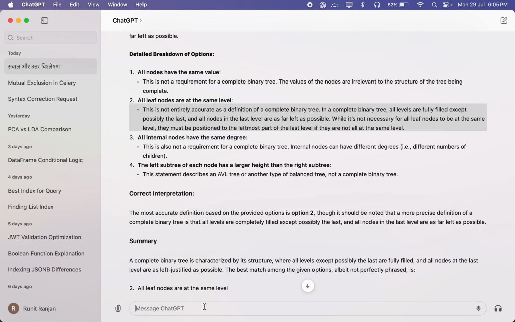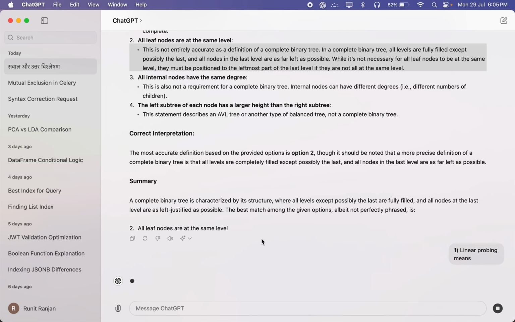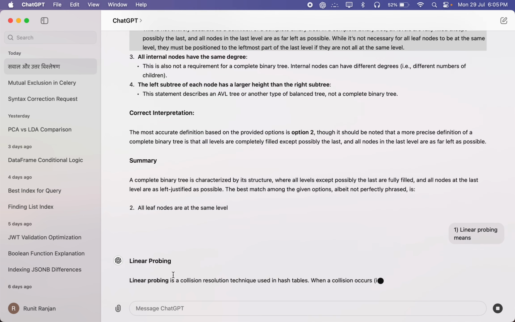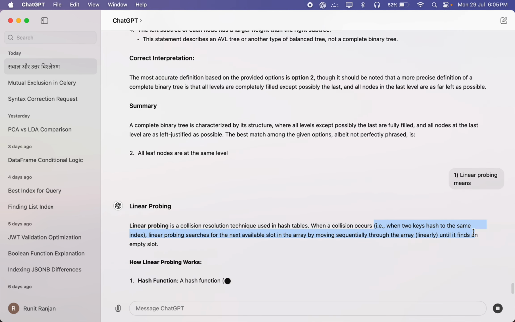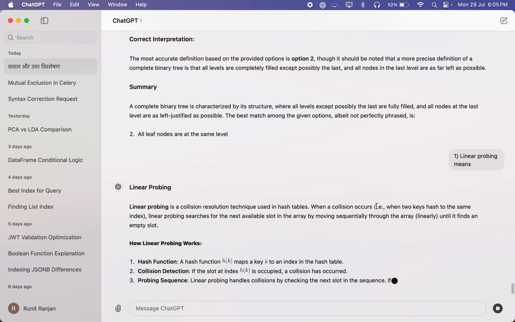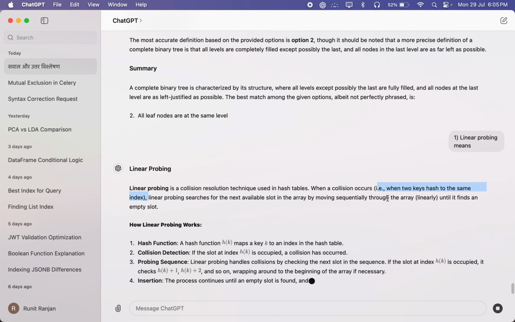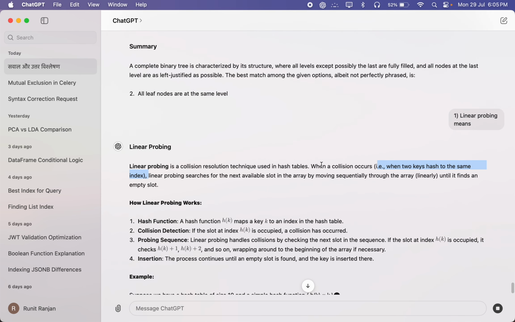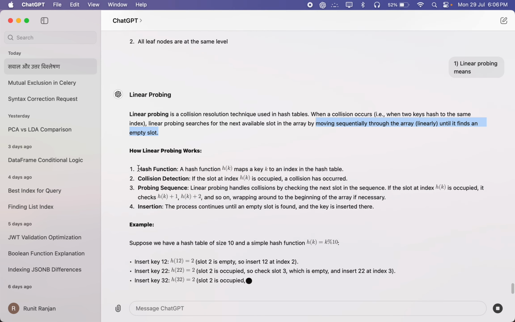I will write here: linear probing means the position is used in a hash table when two keys hash to the same index, and we move sequentially through the array until we find an empty slot. So that's your hash function.